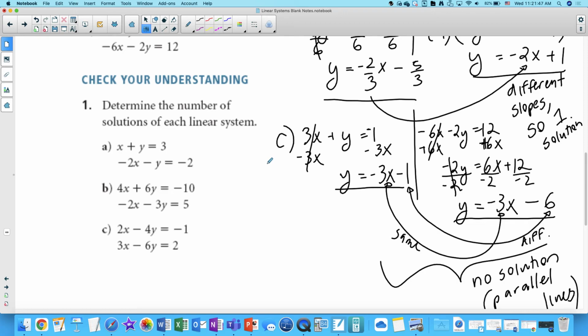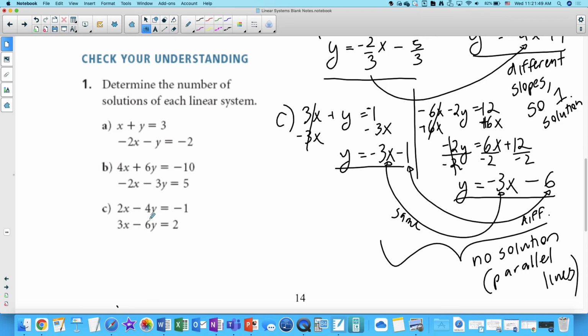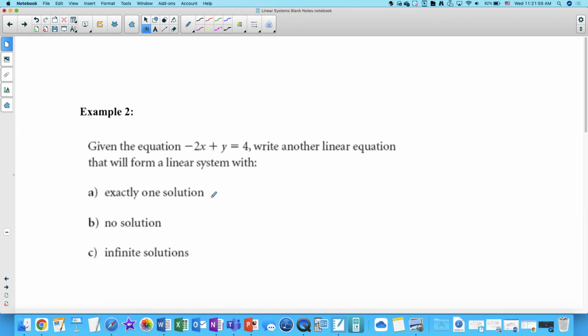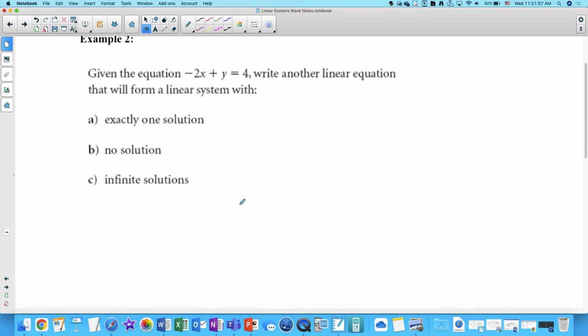Yes. Okay. So I'm going to skip this piece and move on, and then I'll let you guys come back to that at the end. We just have one more question to do, and then we're all done. Okay. Given the equation negative 2x plus y equals 4, write another equation that will form a linear system with exactly one solution, with no solutions, and with infinite solutions.